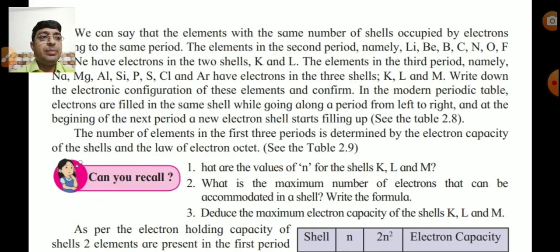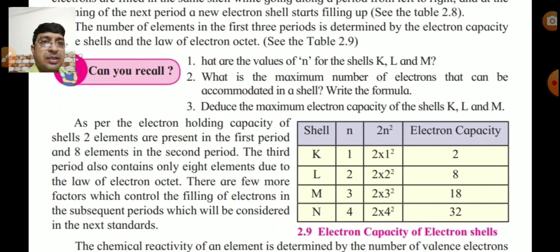In the modern periodic table, electrons are filled in the same shell while going along a period from left to right, and at the beginning of the next period a new electron shell starts filling up. The number of elements in the first three periods is determined by the electron capacity of the shells and the law of electron octets. See table 2.9 here.